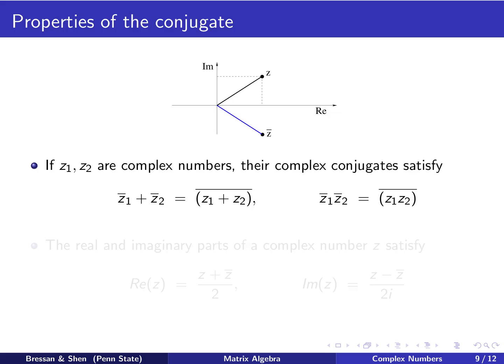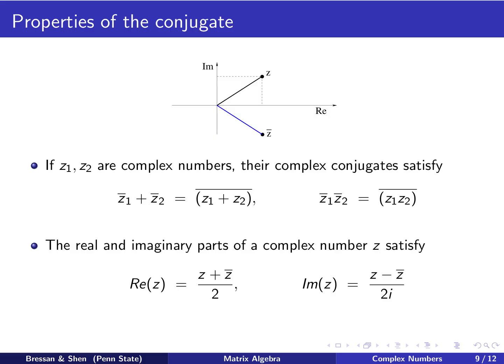So remember, the conjugate is a point where you flip it in the other direction of the real axis. That's the conjugate. Now if you have two complex numbers z1 and z2, then their complex conjugates satisfy the following: z1 conjugate plus z2 conjugate equals the conjugate of z1 plus z2. So the conjugate of the sum is the sum of the conjugates. Furthermore, the conjugate of the product is the product of the conjugates.